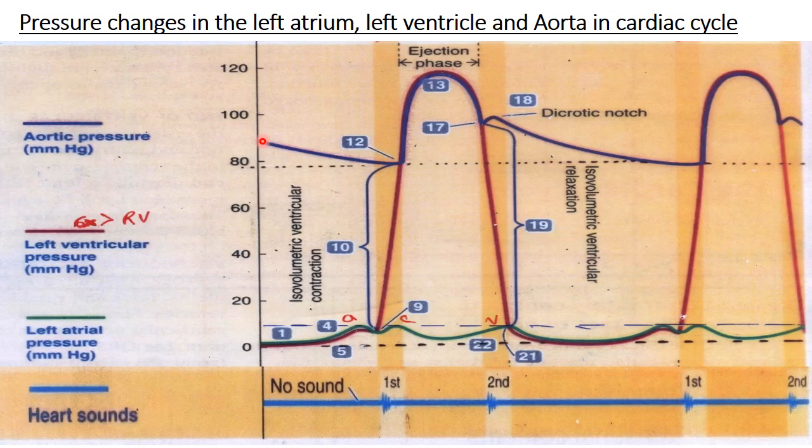Now you see the diagrammatic representation of whatever we have studied, the pressure changes in the left atrium, left ventricle and aorta in the cardiac cycle. This blue line is representing the aortic pressure curve here. The red line is the left ventricular pressure curve. The green line is the left atrial pressure curve.